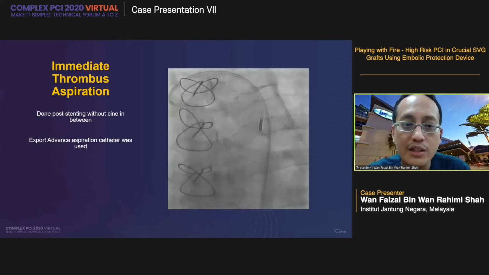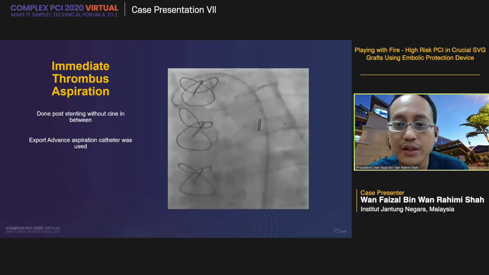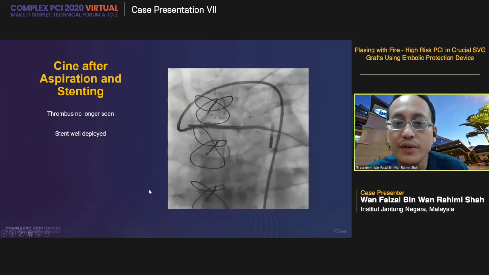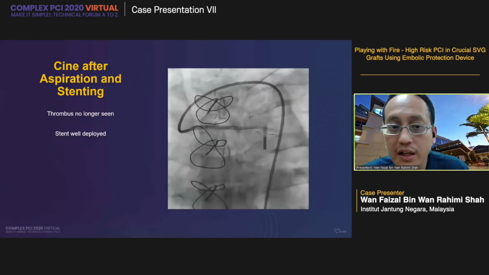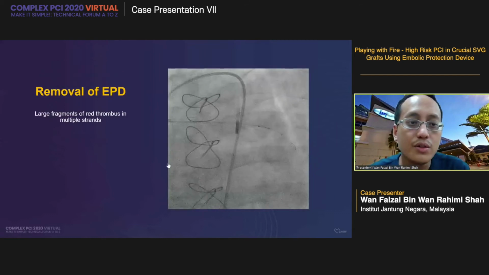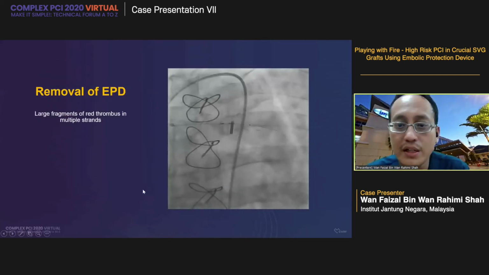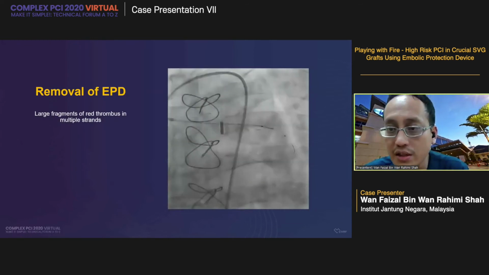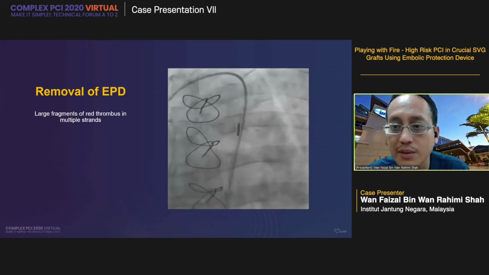So we went with the Export Advance aspiration catheter. And thankfully, after that, as you can see the cine here, we see that beautiful graft, thrombus no longer seen, and at least the stent is well deployed. So we removed the EPD, and we saw large fragments of red thrombus in multiple strands. So we know for one, these are established thrombus.